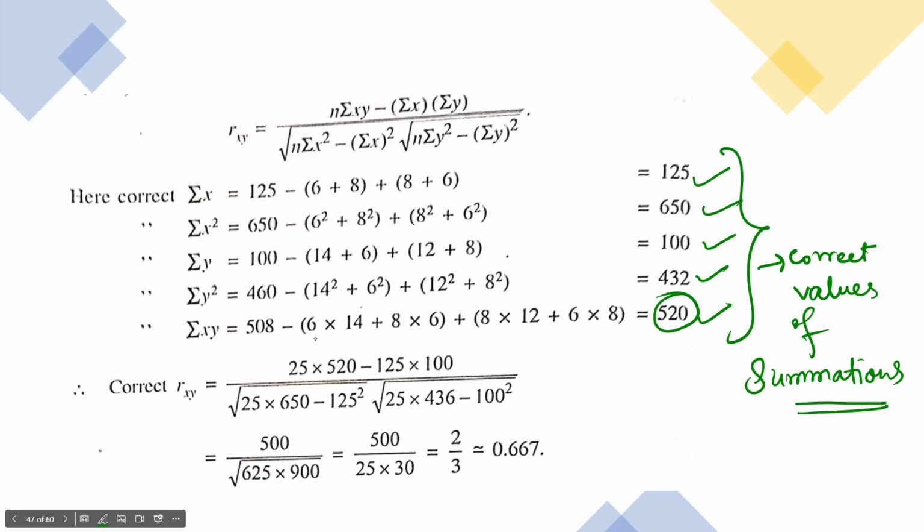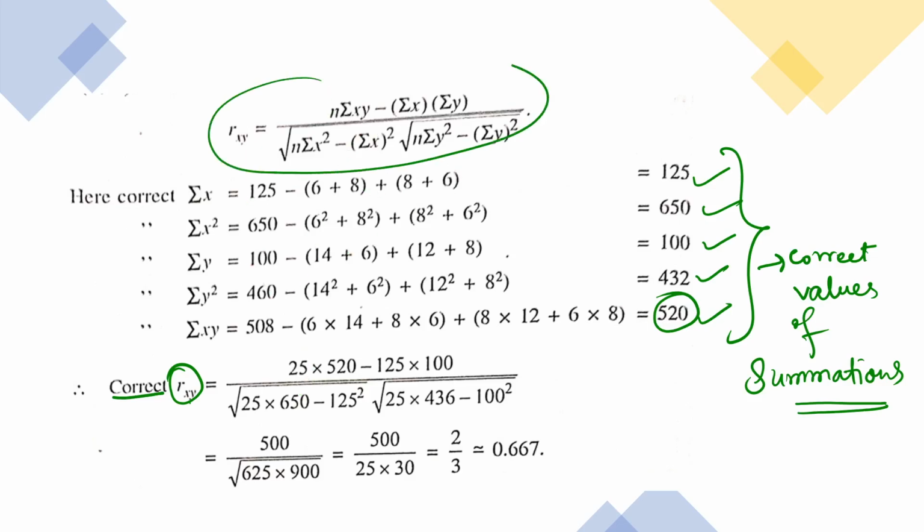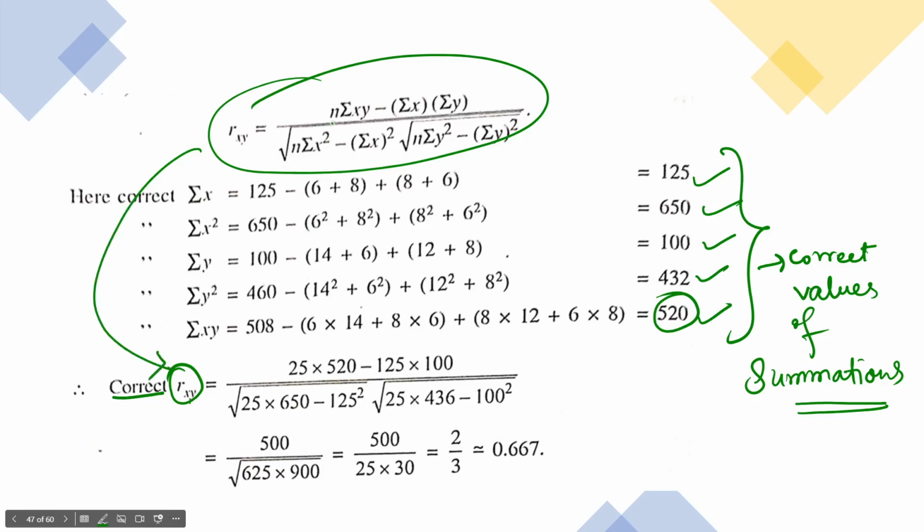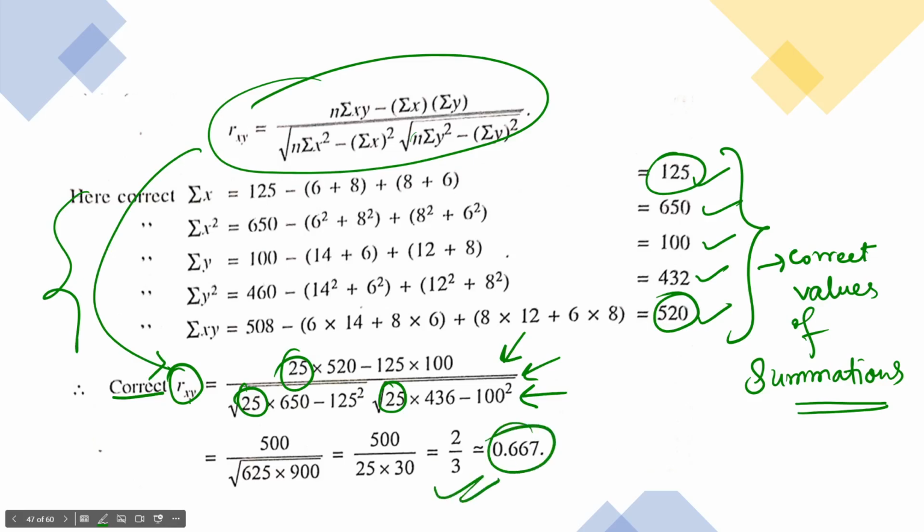Okay. Now just you write correct RXY and put the values as it is from this formula. But here n will be 25, n will be 25, and here n will be 25. Other these values, just take these values, correct summation x square, summation y square, summation xy, and put here and calculate. You will get 0.667. This is the correct option.